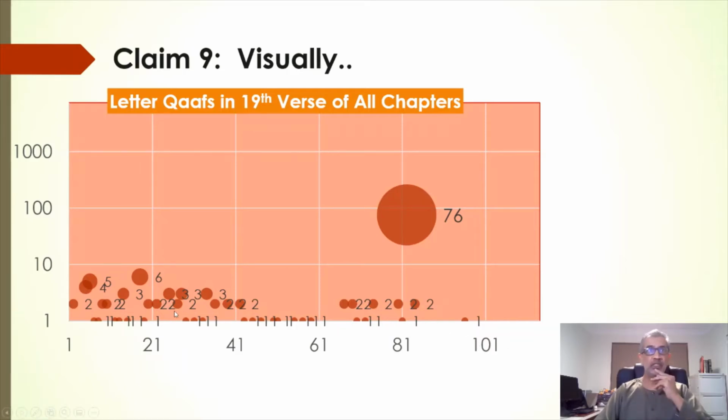So you can see that the chapters where the circles are bigger have a bigger number of Qa'fs in them, but this big circle here signifies the total number of Qa'fs in chapter 19, and that is 76. The significance of that is that 76 is a multiple of 19, so 19 multiplied by 4. So that's some of the key claims in this.